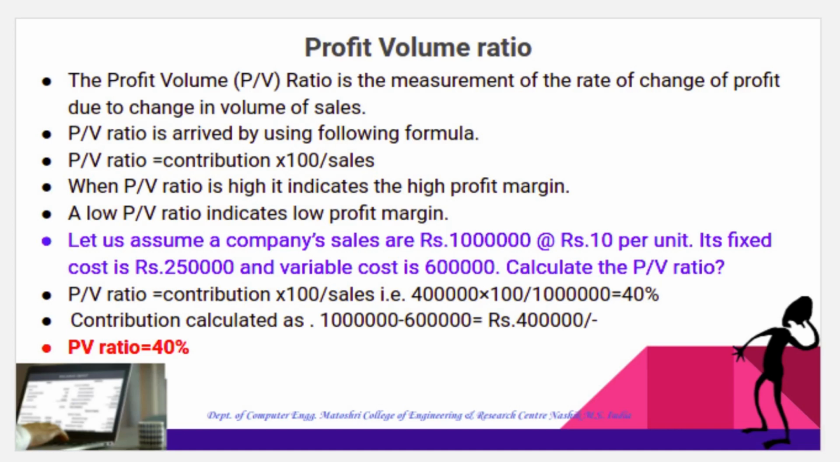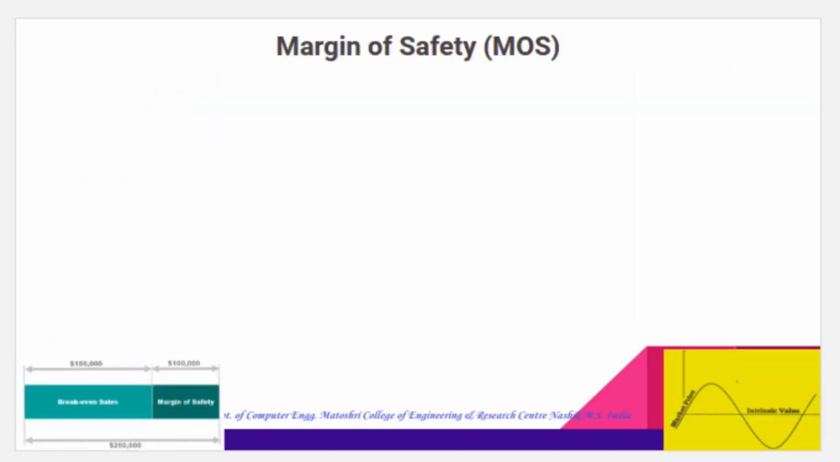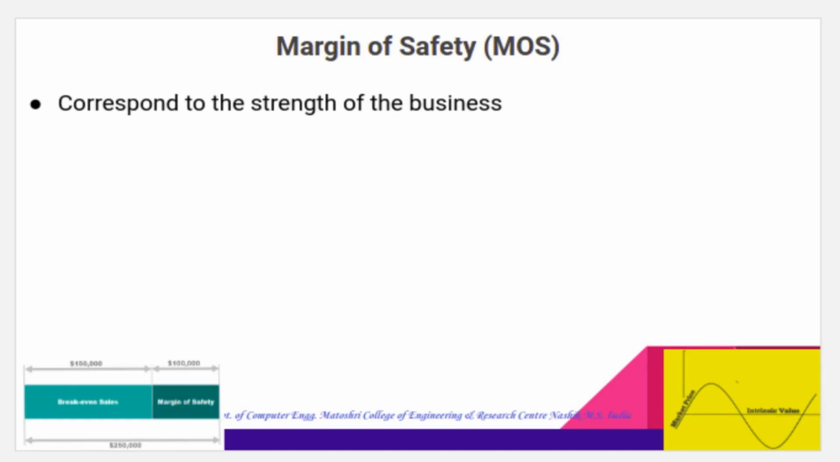So next we will see the margin of safety. Margin of safety corresponds to the strength of the business. A higher MOS provides freedom to the management of the company to alter the selling price of their product in order to gain market share from its competitors. A higher margin of safety allows the company to spend more on advertisement or other activities that can help in improving the sale in the long run.